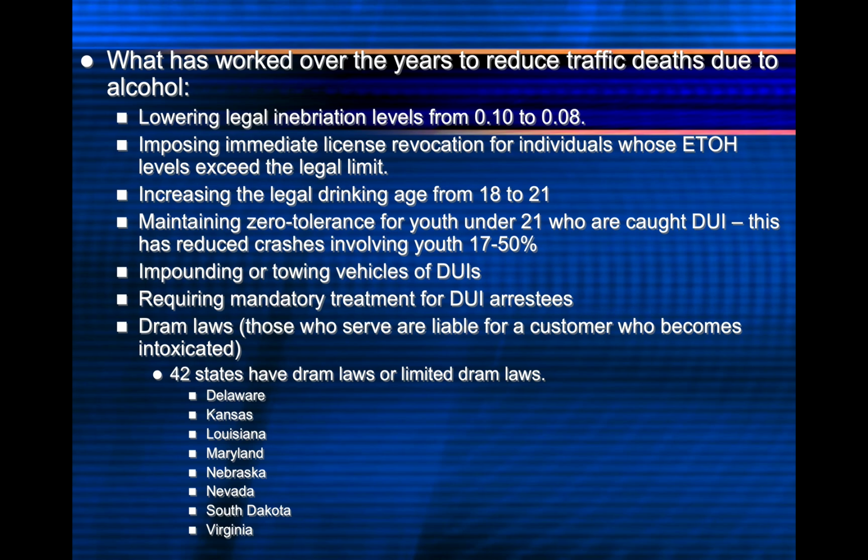What has worked over the years to reduce traffic deaths due to alcohol? Lowering the legal inebriation levels from 0.10 to 0.08. Imposing immediate license revocation for individuals whose ethanol levels exceed the legal limit. Increasing the legal drinking age from 18 to 21. This happened in the 1970s. It happened during the Carter administration, he was president from 76 to 1980.